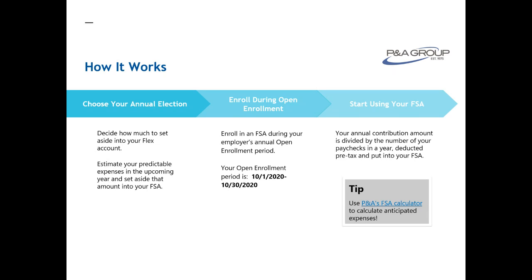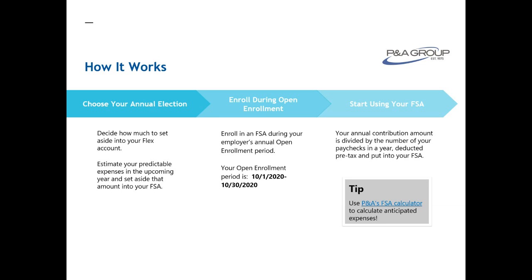During open enrollment, which we're in now, you will enroll in your flexible spending account, and your open enrollment period is October 1st, ending October 30th. And it is important that even if you're currently participating in the flexible spending account, you do need to make a new election every single plan year. Your election does not carry over from one year to the next. So it's important to remember that every year you need to make a new election.